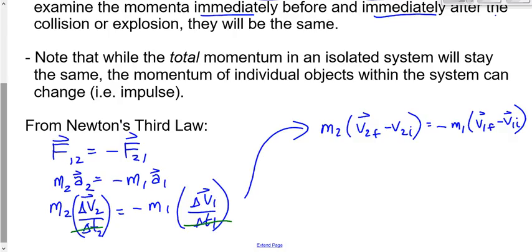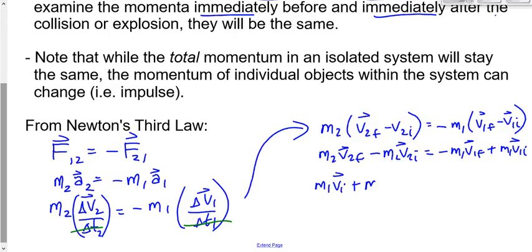Now, let's distribute the mass inside the brackets here. Let's say M2 times V2F minus M2 times V2I equals negative M1 V1F. Negative M1 times negative V1I is positive, right? A negative times a negative is a positive. M1 V1I. Now we can swap places with some of these terms, and when we do, we end up getting an expression that looks like this. M1 V1I plus M2 V2I equals M1 V1F plus M2 V2F.